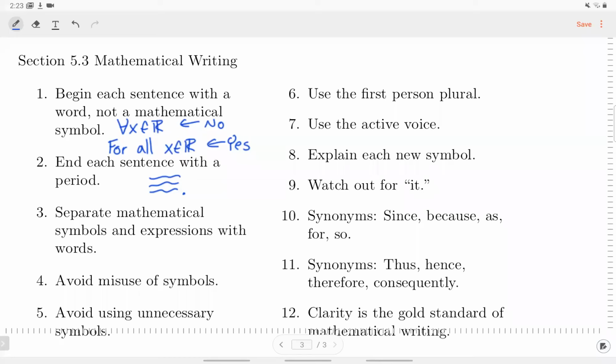Separate math symbols and expressions with words. Your proof should not just be an entire string of symbols. Okay, remember, this is a story you're writing or an argument to a jury you're writing. It needs connecting words and everything in between. Okay.